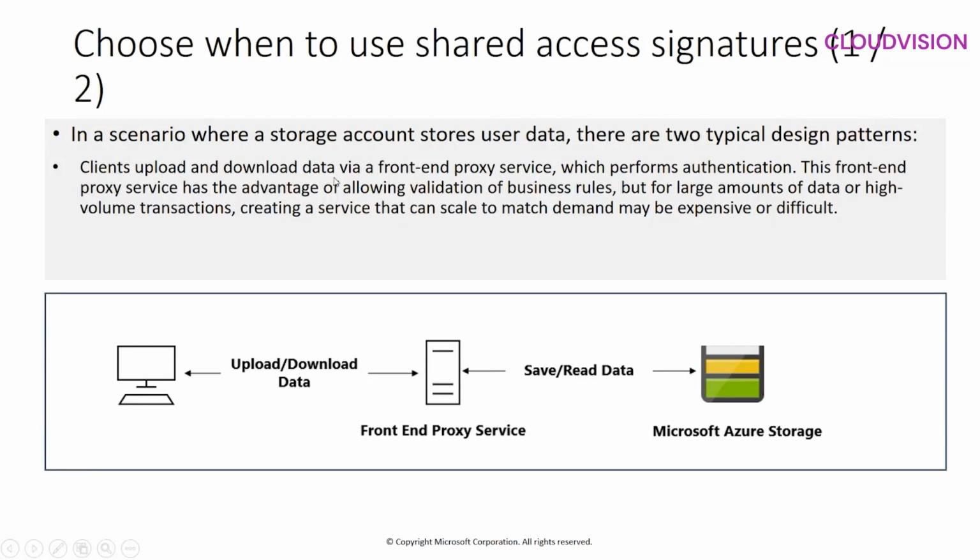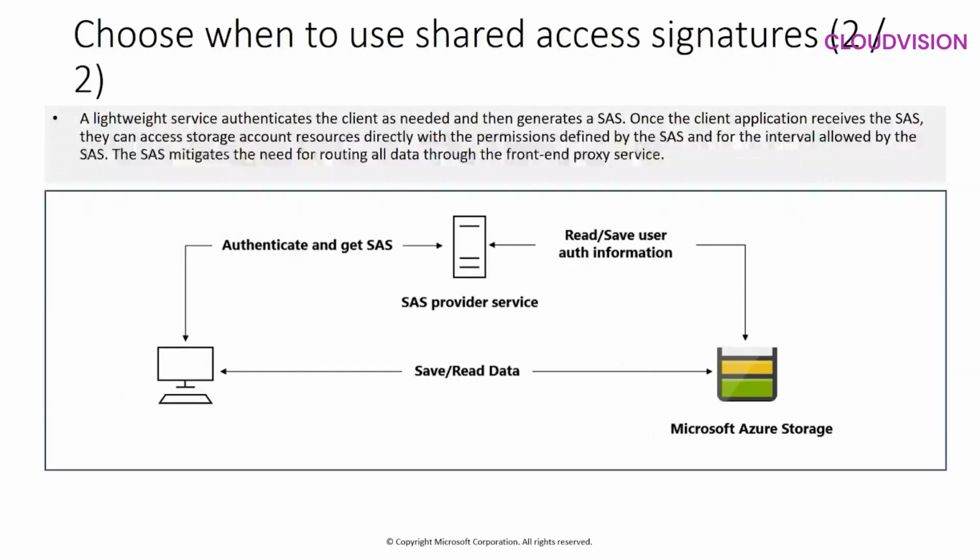Clients upload and download the data via a front-end proxy service, which performs authentication. The front-end proxy service has the advantage of allowing validation of business rules, but for a large amount of data or higher volume transactions, we will not talk to Azure directly. We'll talk to the service, and the service will talk to Azure. Now this service will define the permissions that it wants to work with. It wants to use shared access signature or not.